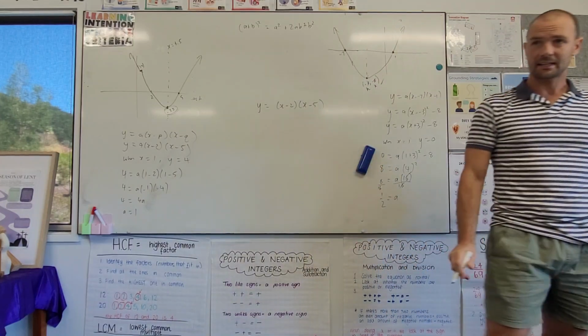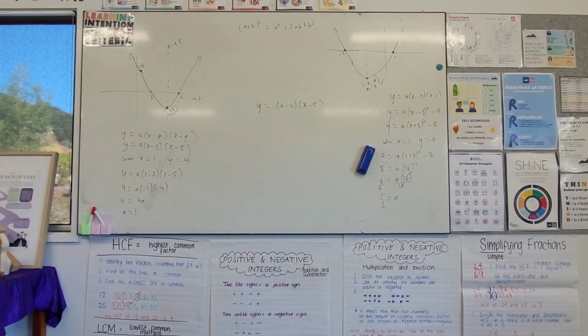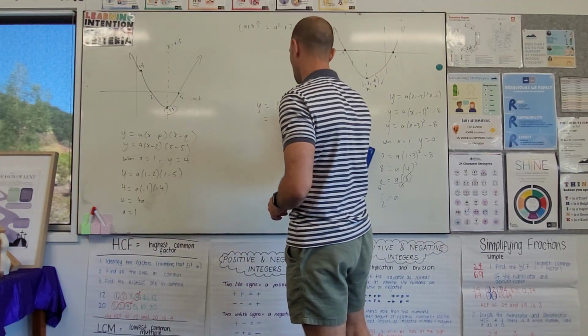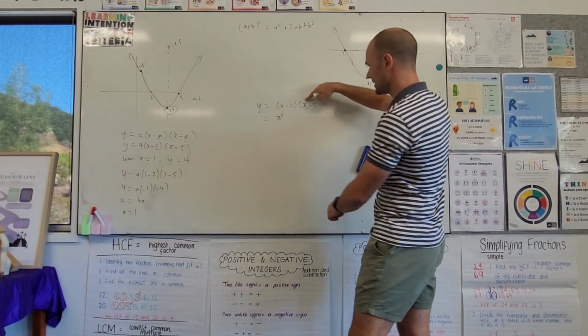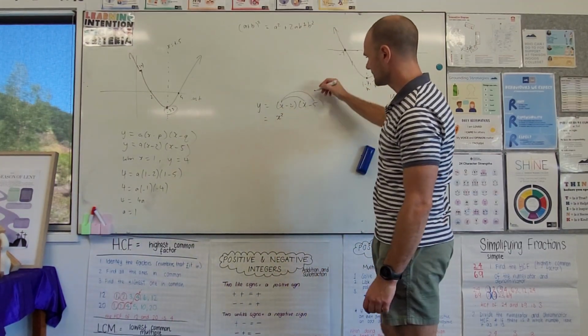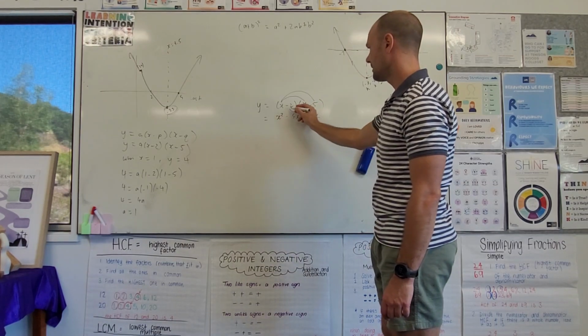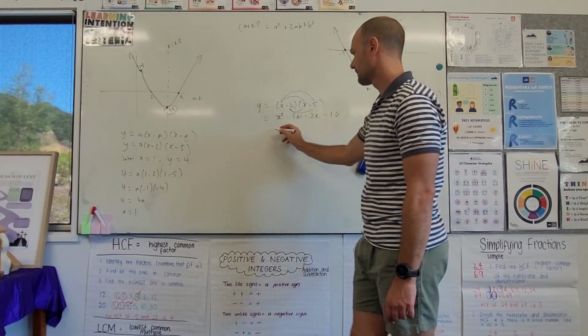So this is the quadratic expressed as linear factors. We have the a value as 1, and we'll expand this using FOIL. All right, x², x times minus 5, minus 2 times x, and minus 2 times minus 5.